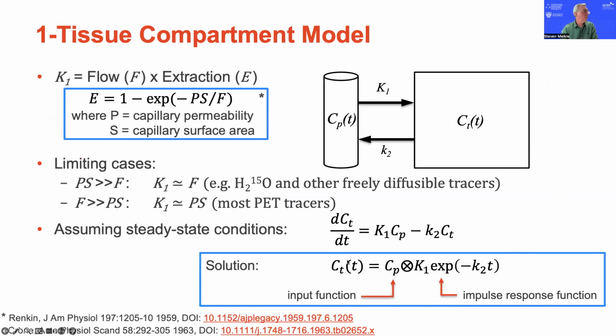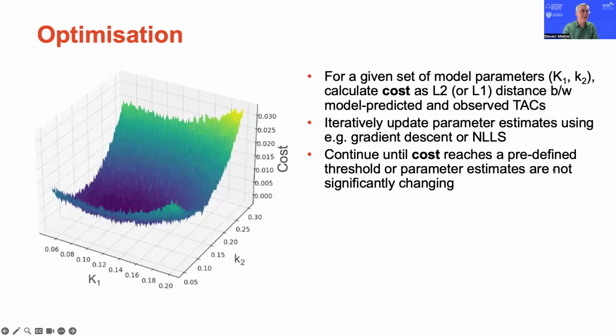So this is our model predicted curve here. For any given K1 and K2, so long as we know the input function or we've measured it, we can then estimate or calculate what CT should be. So that's our model predicted curve. And we compare it with our actual measured curve and calculate the distance, which is our cost function. Then we iteratively update our model parameters, and we're trying to reduce that cost, or the distance, if you like. So we're trying to minimize that cost function.